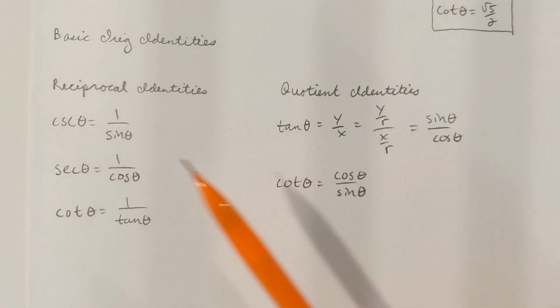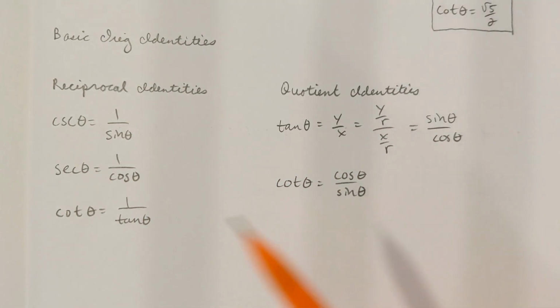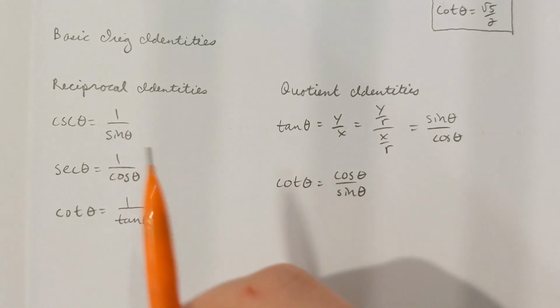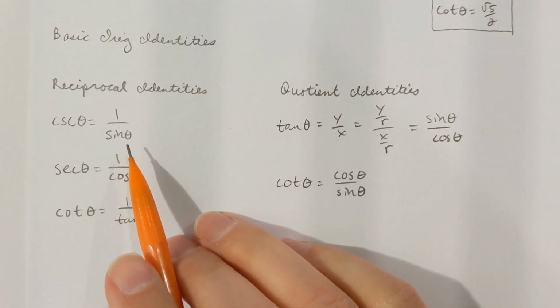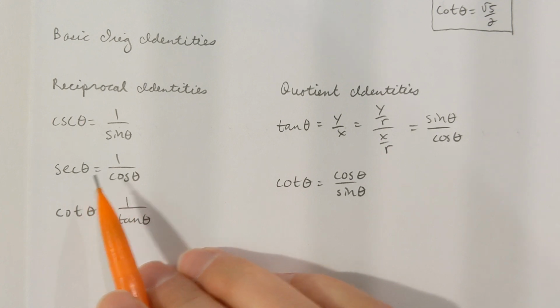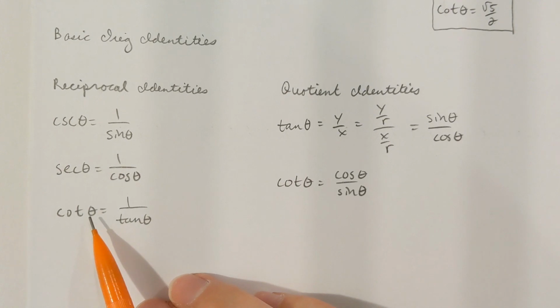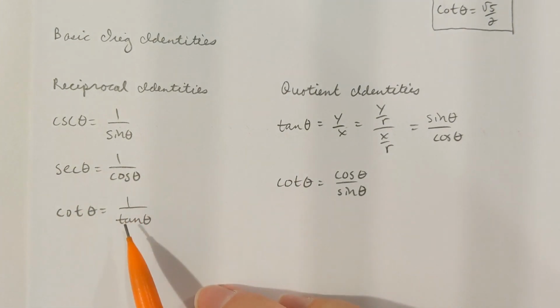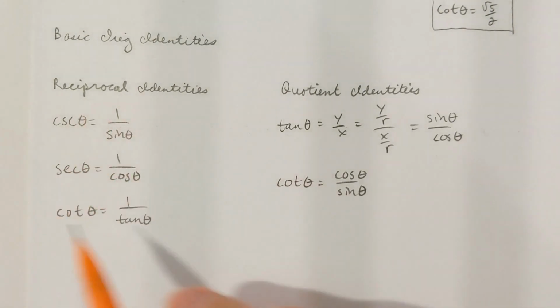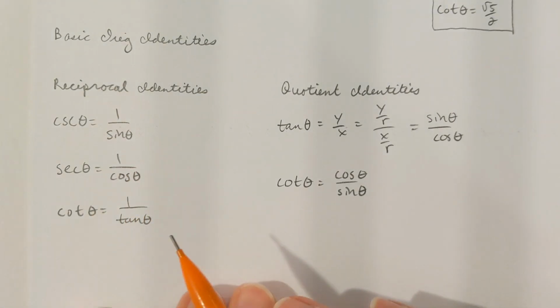The reciprocal identities, we've already been using those. By definition, how we define cosecant theta is it's the reciprocal of sine theta. By definition, how we define secant theta is that it's the reciprocal of cosine theta. By definition, how we define cotangent theta is the reciprocal of tangent theta. Okay, so these are not new identities, we've already been using those just because of how they were defined.